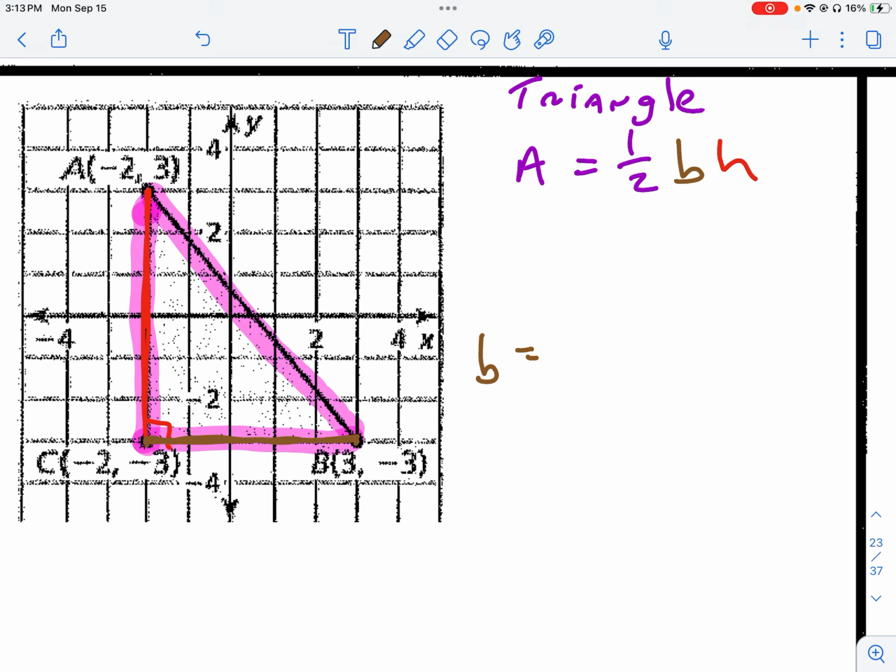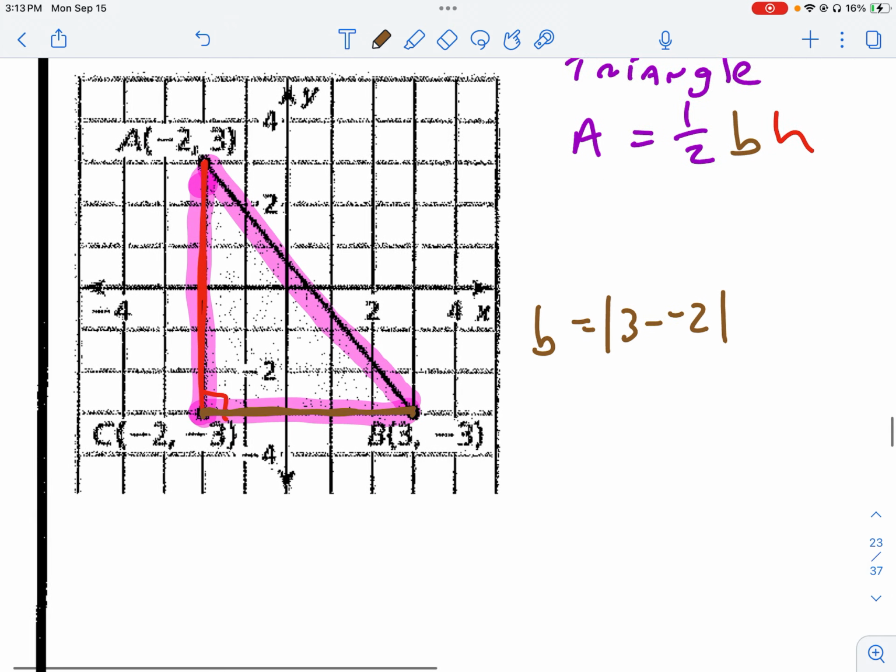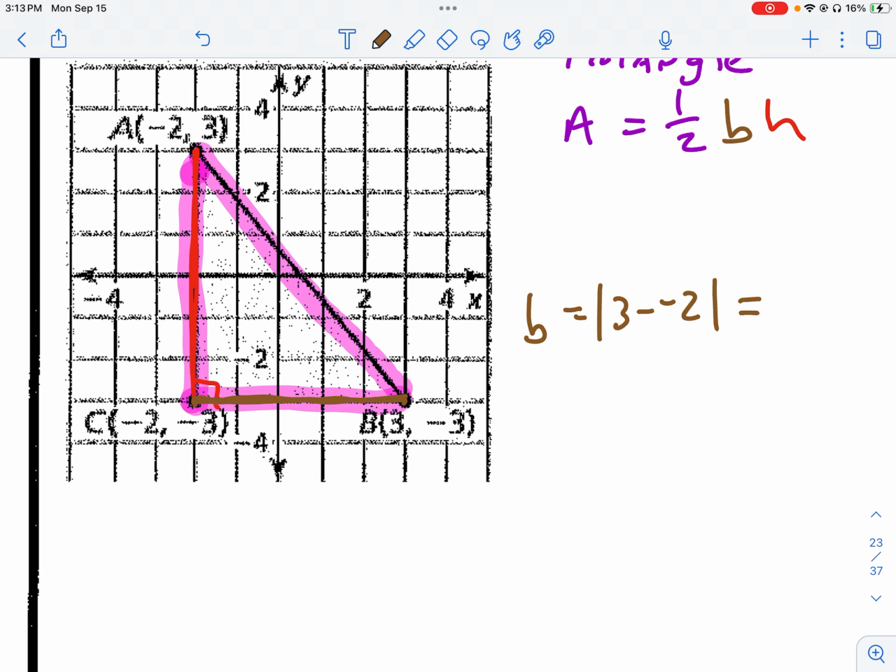So our base goes just CB. CB is a horizontal line. So all we got to do is measure the distance on the number line from 3 and -2. So 3 minus a -2 is absolute value of 5, which is 5. So our base is 5.